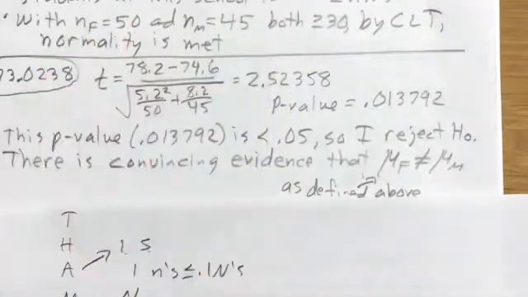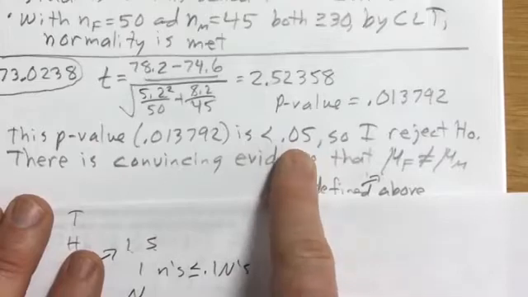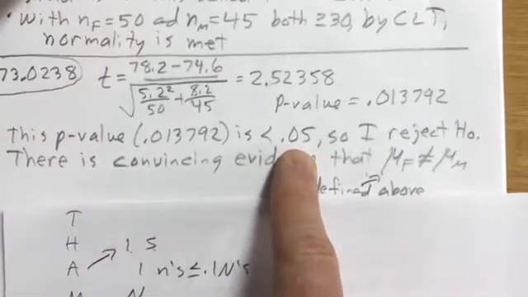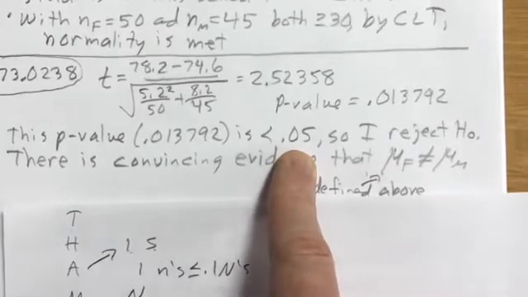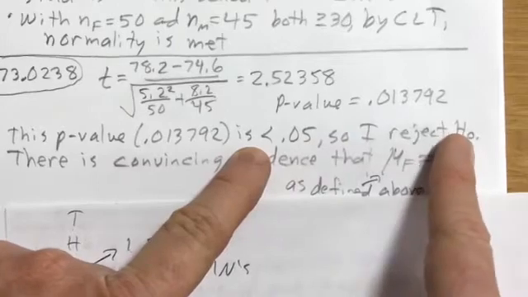And do we have convincing evidence for the alternative based on the p-value? So you would say this p-value is less than our alpha of 0.05. We were not given an alpha, so we use 0.05, so make sure to be careful about that. All right. So this p-value is less than 0.05, so I reject the null hypothesis.